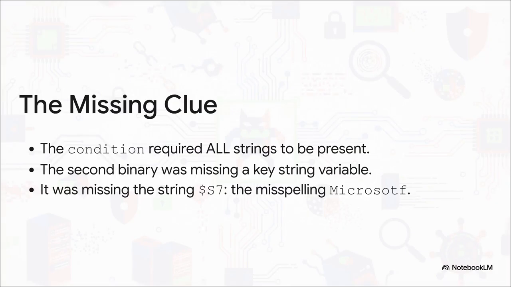Aha! So after a little digging, we found the culprit. Remember that super strict condition, the one that required all of the strings? Well, it turns out the second file was missing one of them. Specifically, it was missing the string assigned to $S7, which was that Microsoft misspelling. Our rule was just way too specific.